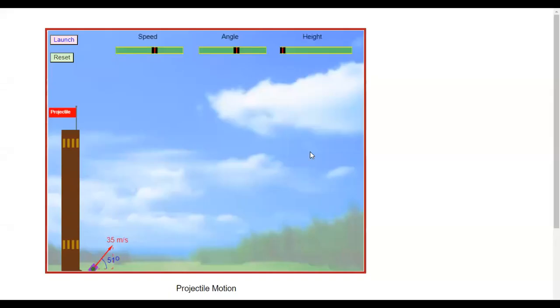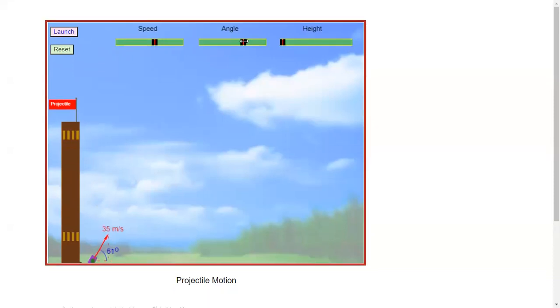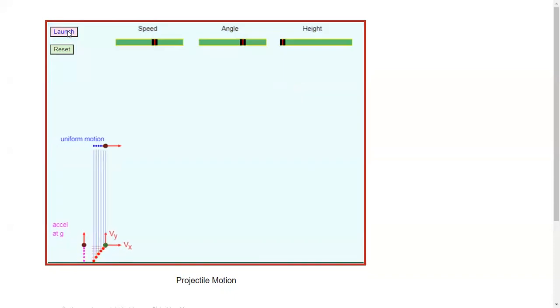Okay, so over here, you can see we're going to just play around with some things to show you what projectile motion is like. So we can launch at a particular angle. Let's launch, let's say that. And then that means the projectile will be launched into the air.